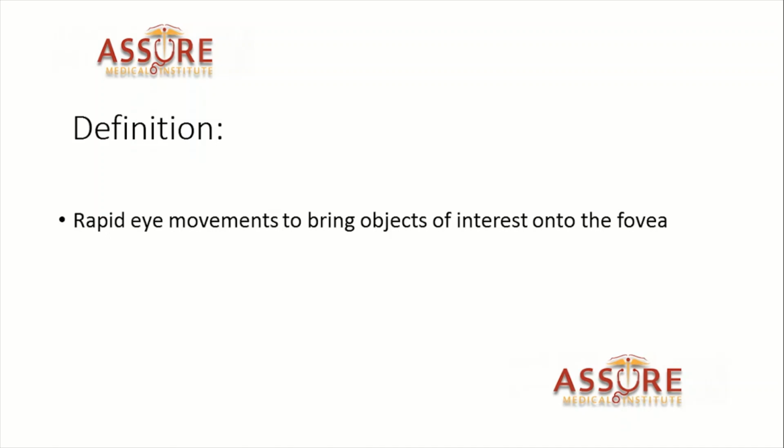So, what are saccades? It's a rapid eye movement to bring objects of interest onto the fovea. The fovea has evolved, and the saccades have evolved, to bring the object of interest from the peripheral retina to the fovea. As humans, we have a fovea, so we also have saccades. Rabbits do not have a fovea, so the classical saccades described in humans are not there.